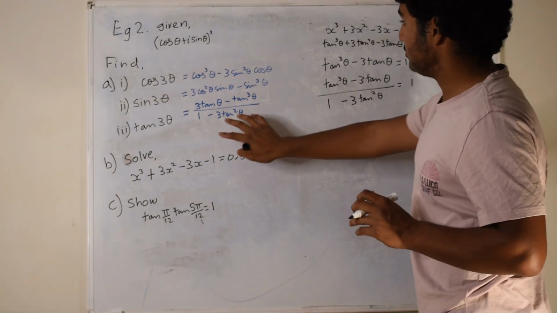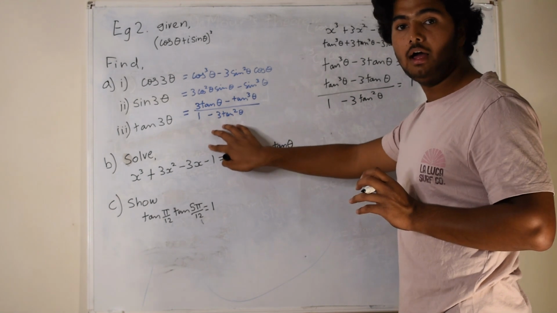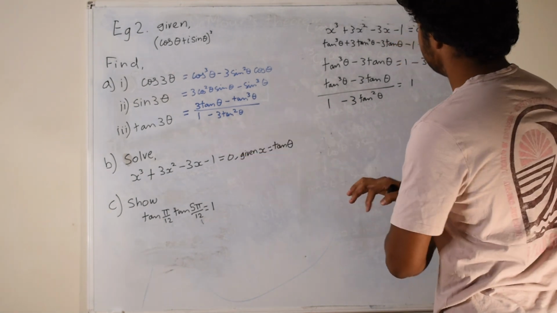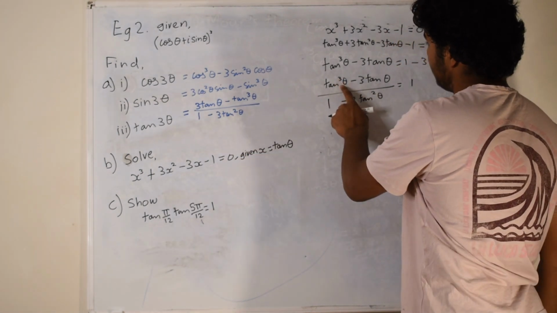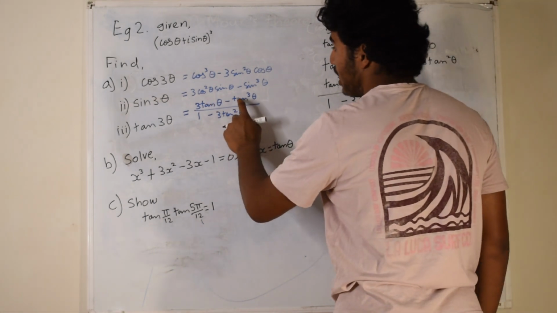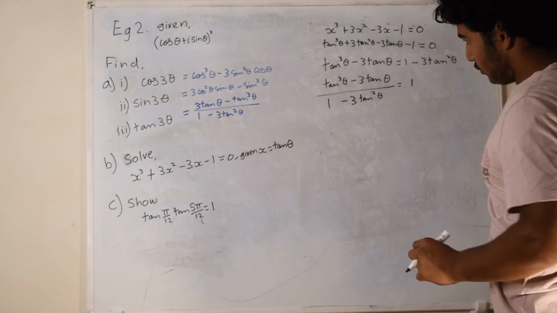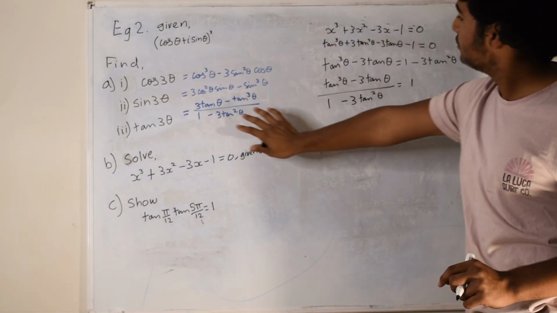This looks very similar to this, but it's not quite there, because this is tan cubed theta minus 3 tan theta, and this is 3 tan theta minus tan cubed theta. So what can we do to this to make it into that?